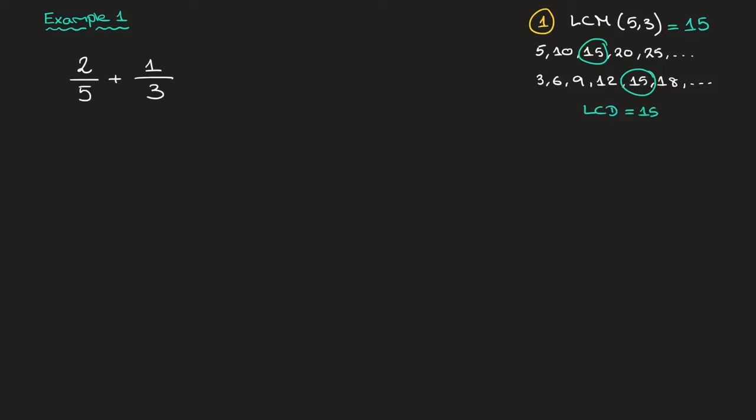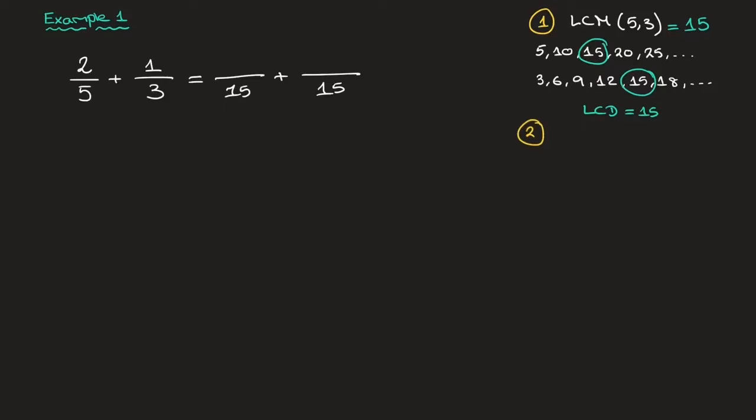Alright, now that we know that 15 is the least common denominator, we can go ahead and rewrite this addition as something over 15 plus something over 15. And that leads us to step 2. And in step 2, we need to rewrite each of these two fractions as their equivalent fractions over 15. And here's a quick and easy way to do that.